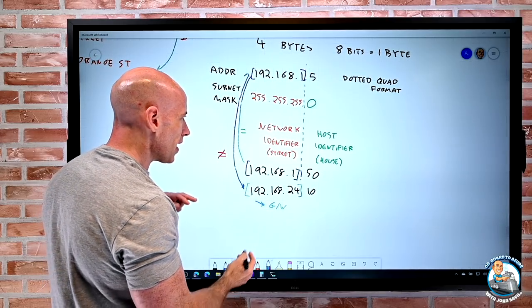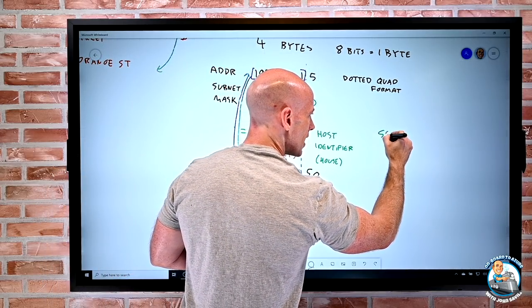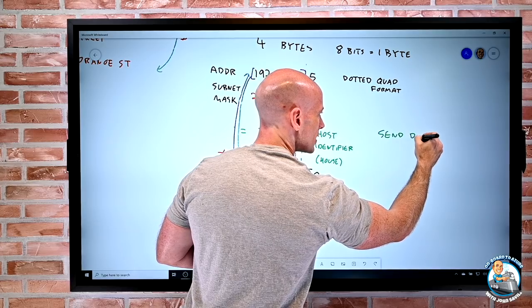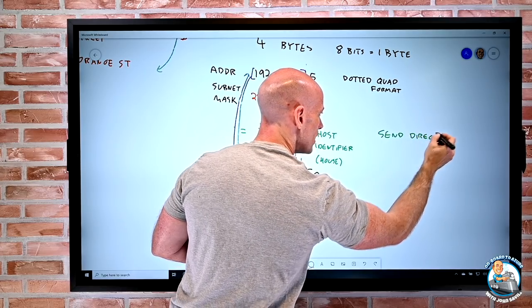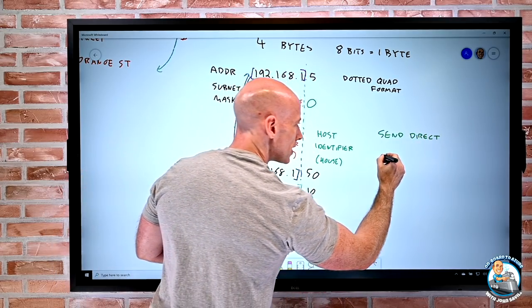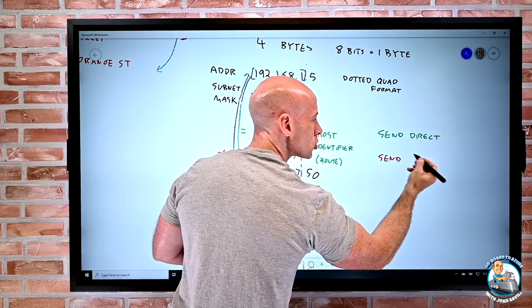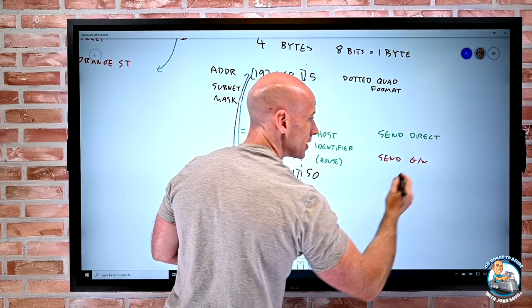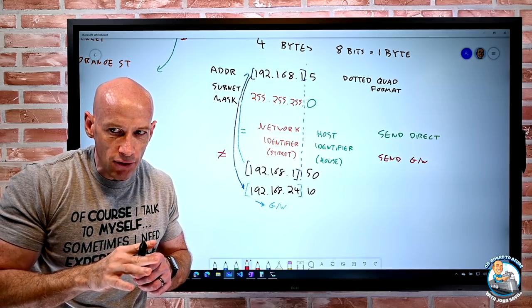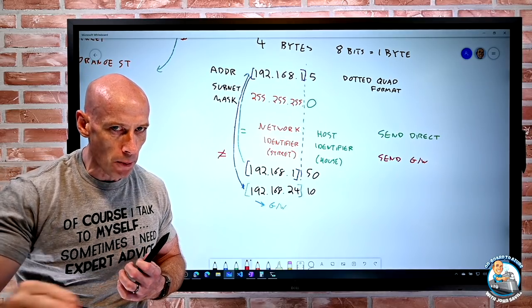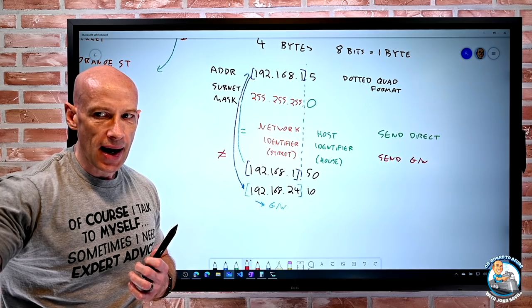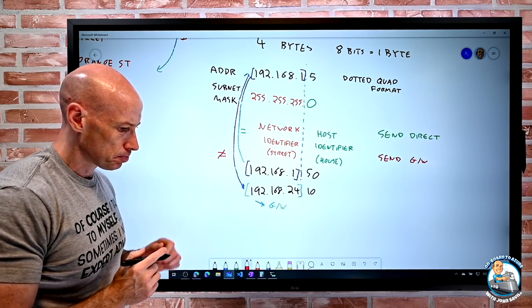So we think about it like this: if it's green, we're going to send direct. We're going to send it ourselves. If it's red, we're going to send to a next hop. Now, I'm going to say it could be the default gateway. There might be other hops, but you're going to have this routing table, and that's what's going to drive how we actually send this.